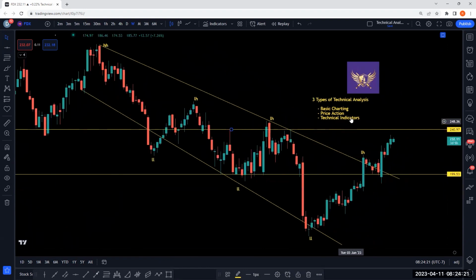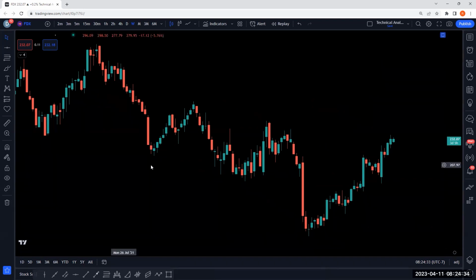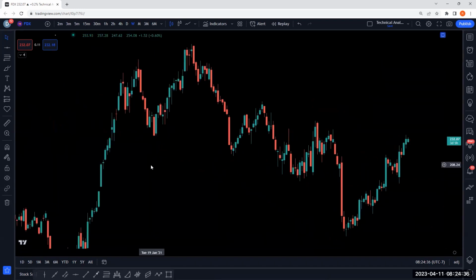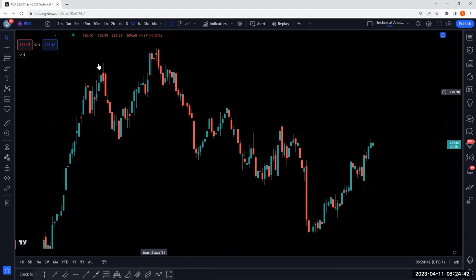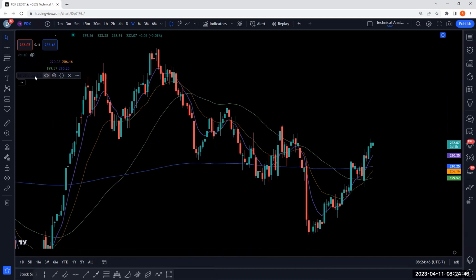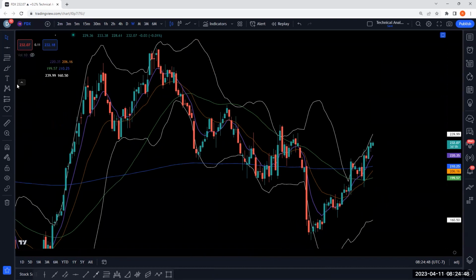And that is basically what basic charting is. And so we get into the last one, and I'm just going to delete all of this. 13 drawings. So cleared that off. So the last one is looking at technical indicators. And this is where you guys come in and you add your moving averages, you add your Bollinger Bands.